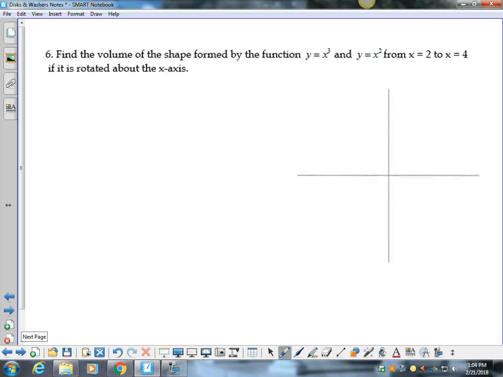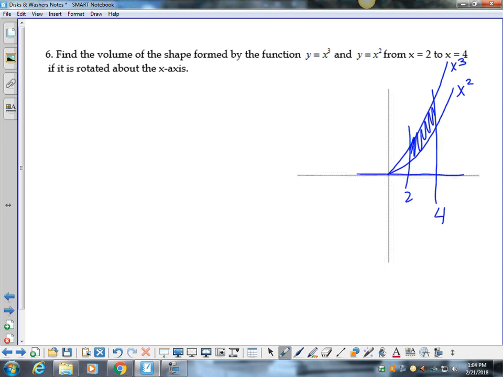All right, find the volume of the shape formed by y equals x cubed and y equals x squared. Okay, y equals x cubed is going to grow faster than y equals x squared, especially in the 2 to 4 range. So y equals x cubed is going to be on the top, and x squared is going to be on the bottom. I'm going from 2 to 4. So I don't really care what happens after that, but I know at 2, x cubed is bigger, and at 4, x cubed is bigger. So I know I'm something like this.